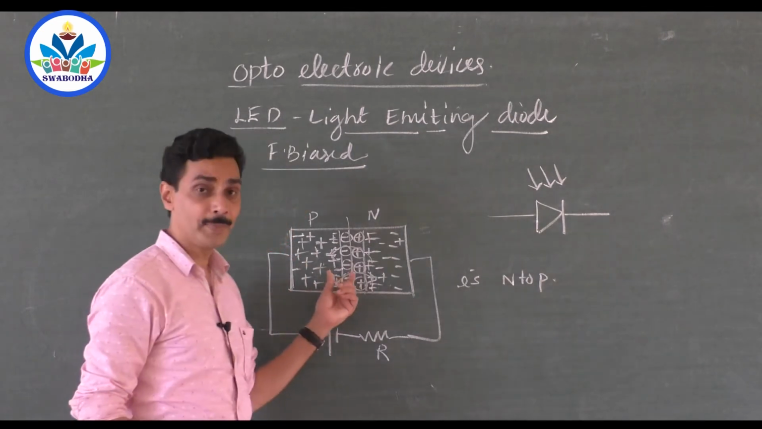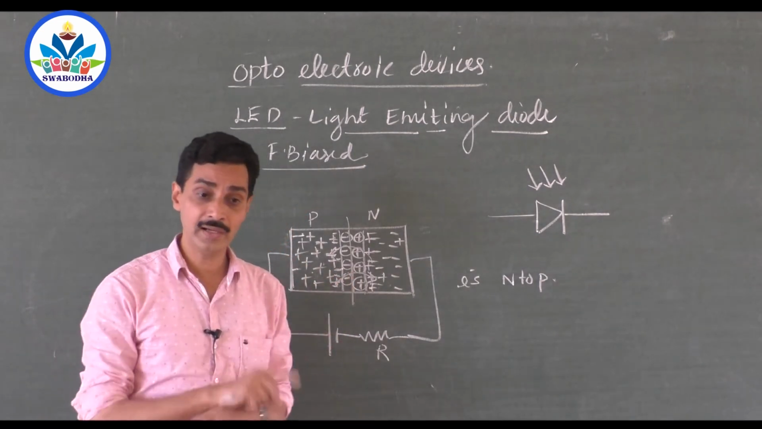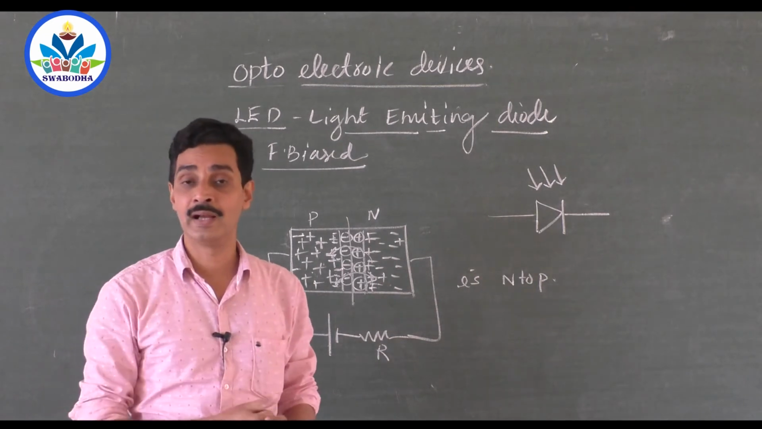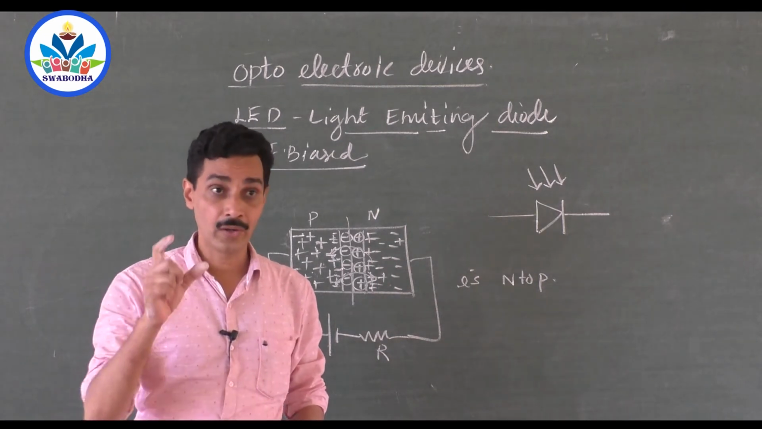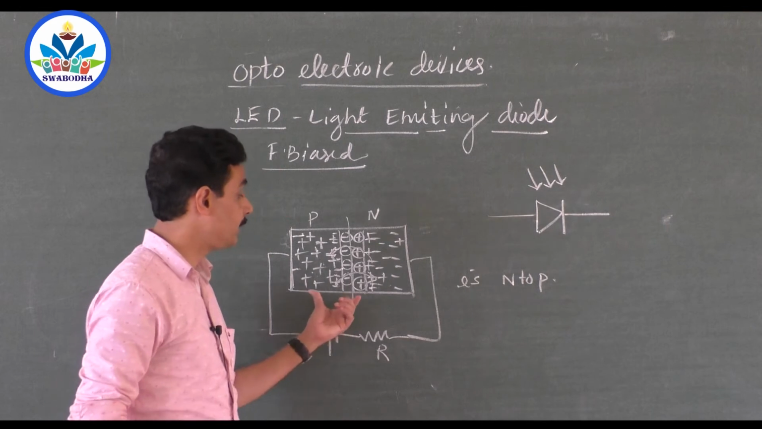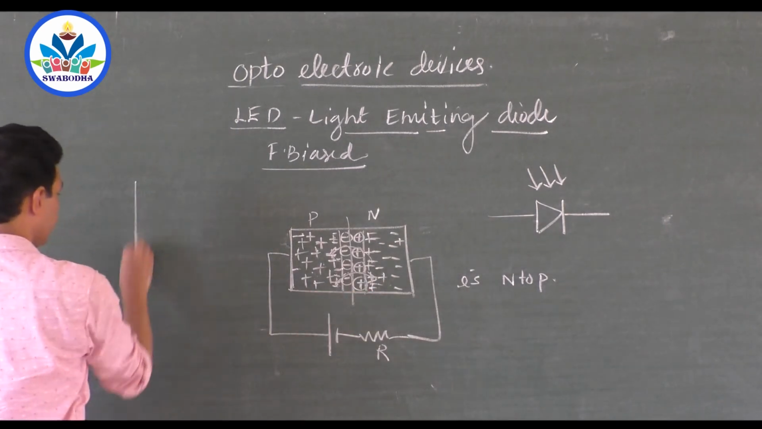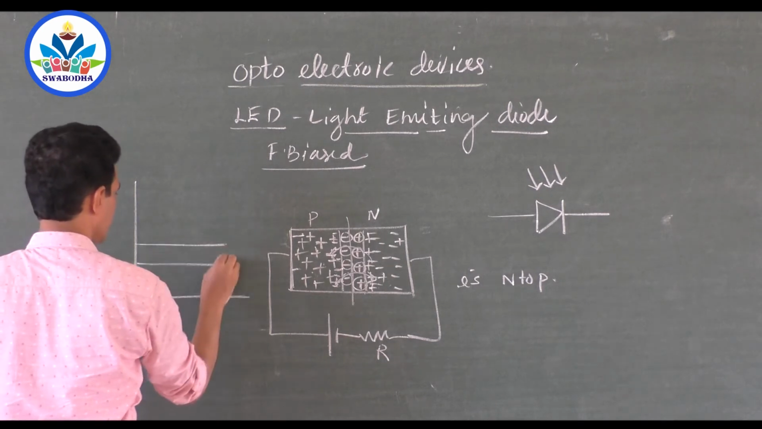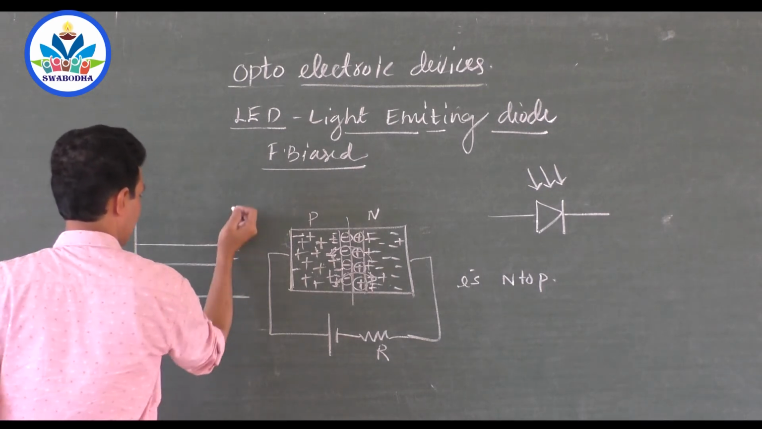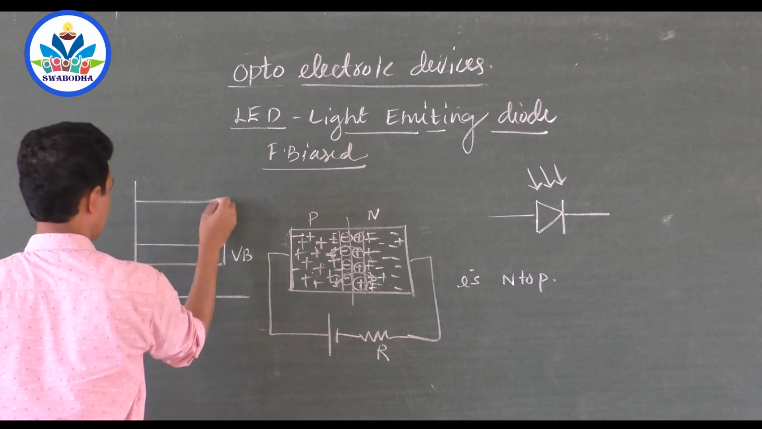Sir, won't it happen in the ordinary diode? When the ordinary diode is forward biased, won't we get energy in the form of light? No, because that depends on what type of material we have chosen. In that material, what is the type of energy gap? This is the valence band, and this is the conduction band.